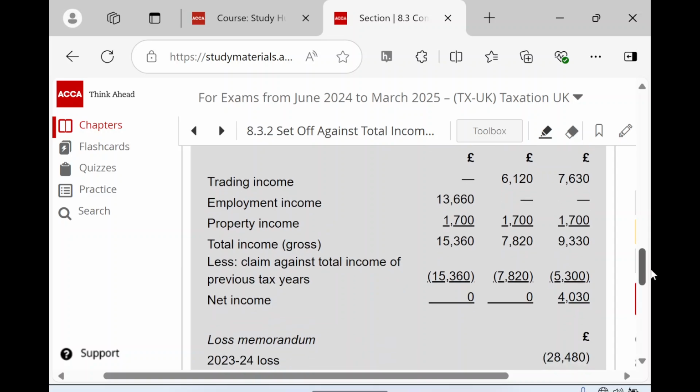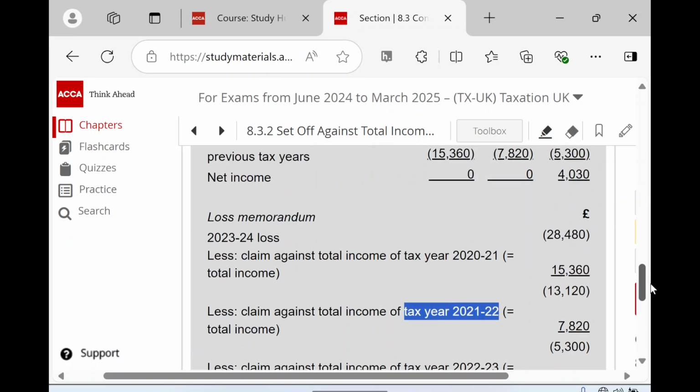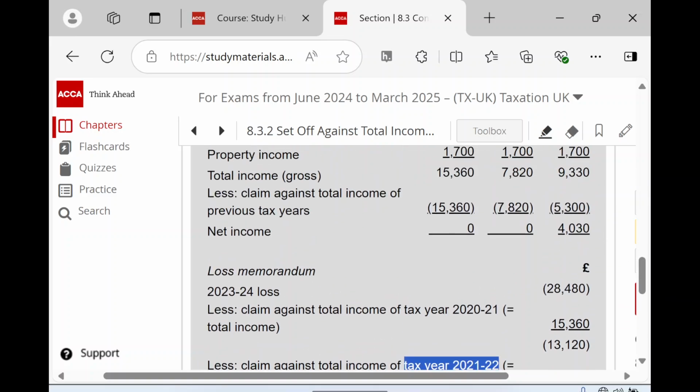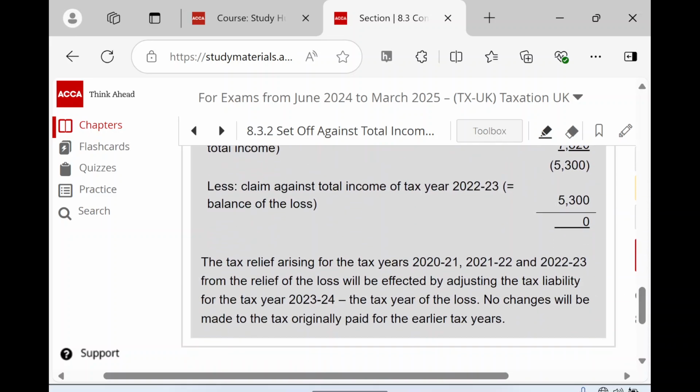We have, in effect, fully utilized the loss. There's no loss left. We have net income in the penultimate year. We're basically done. So basically, in summary, we're saying that we have this loss, it's in the opening years, we're going to use the provisions, and we're going to relate it back earliest year first. For 3 years, use it all up, okay?